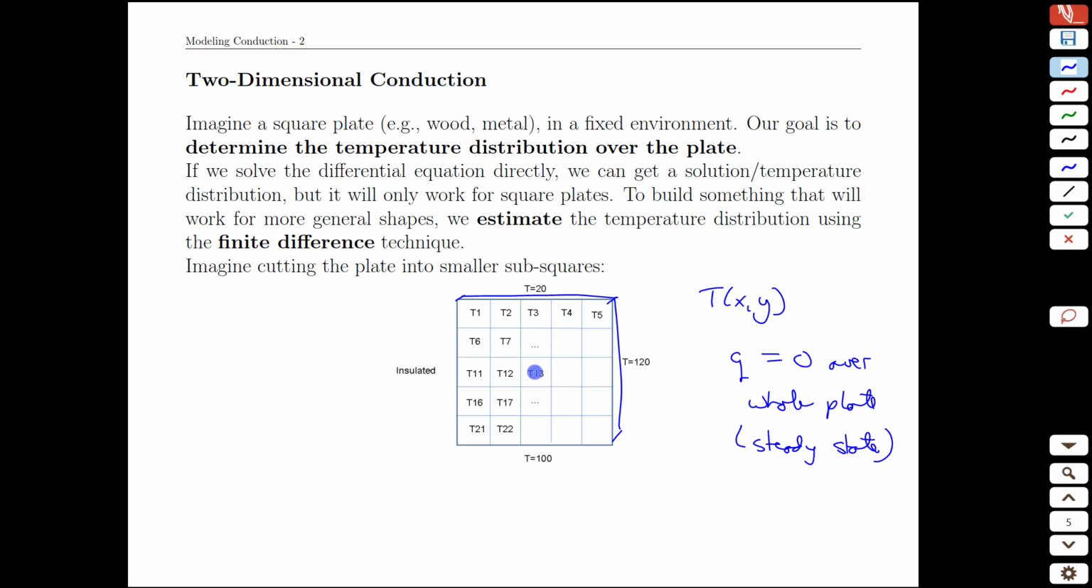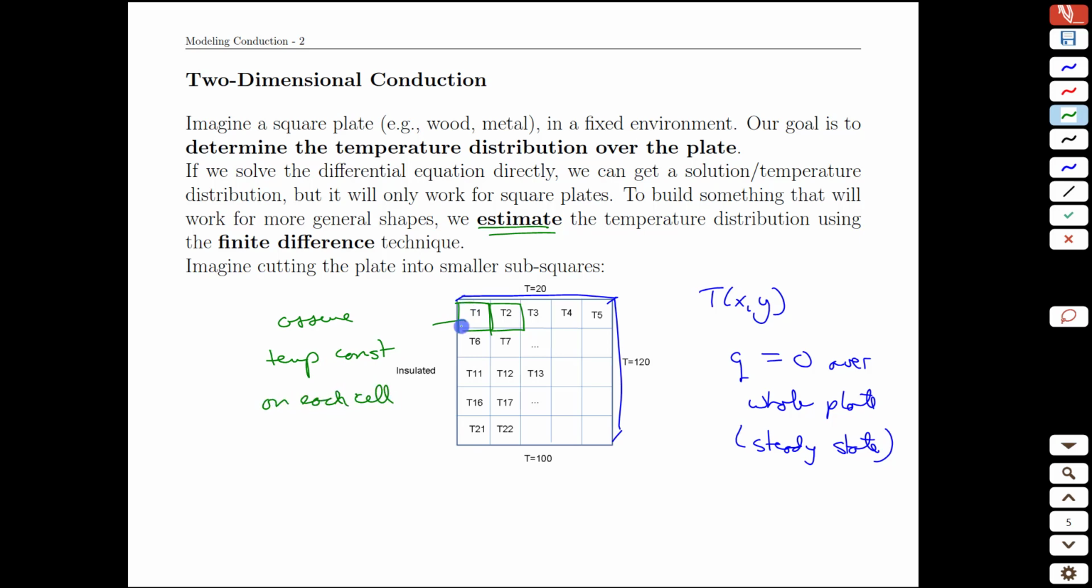So we're going to approach this in a different way and cut this plate, which would have a continuous temperature distribution on it, and we're going to cut it into little cells. In this case, 25 little cells. And we're going to estimate the temperature distribution on this whole plate by assuming the temperature is constant on each cell.